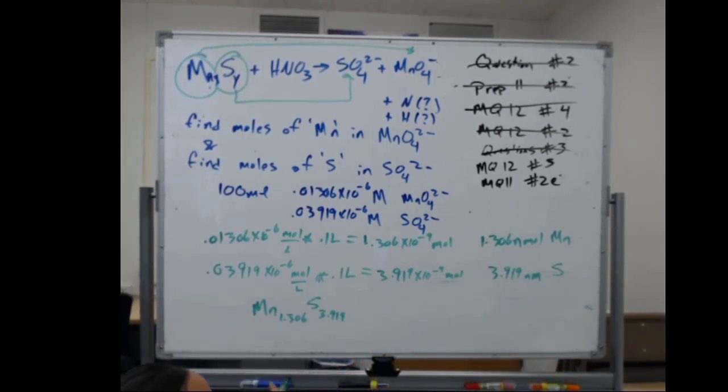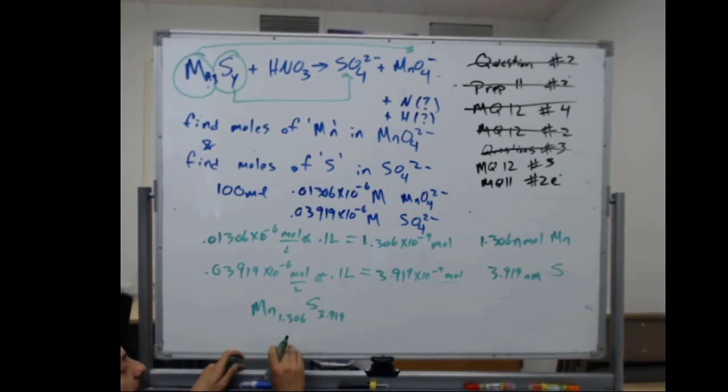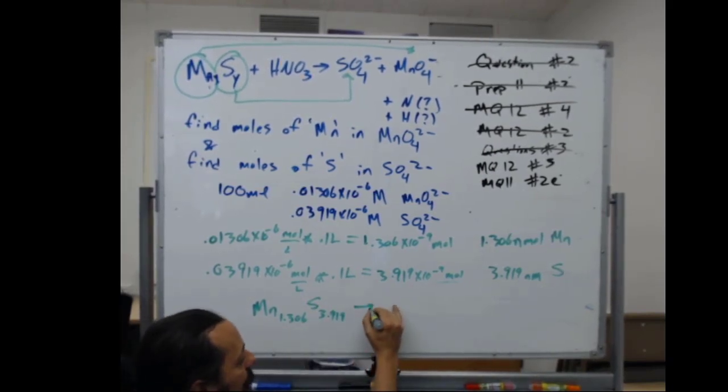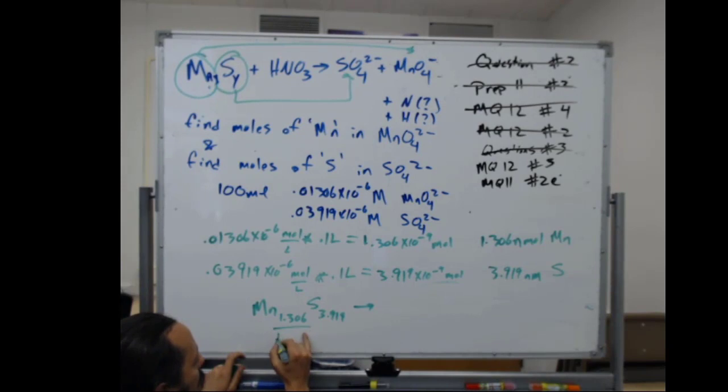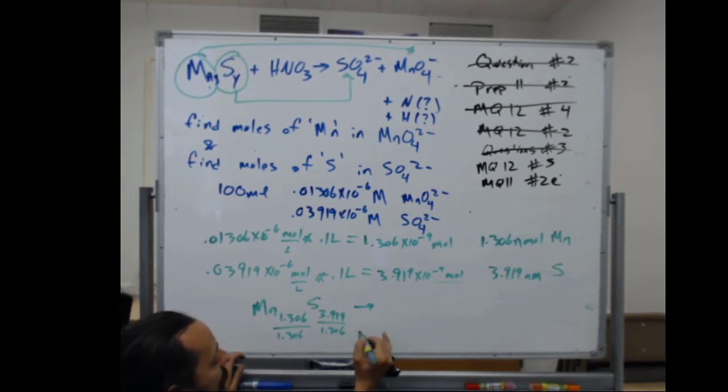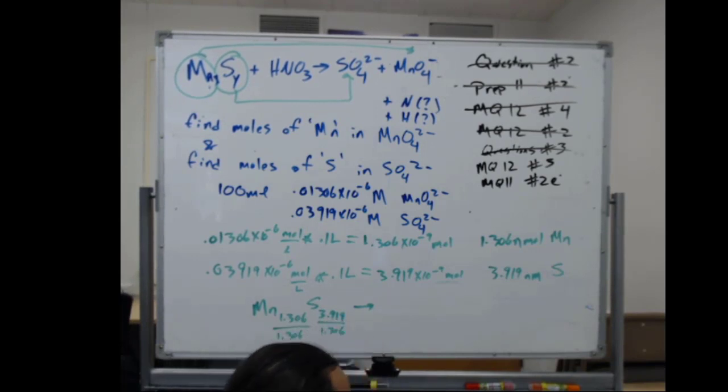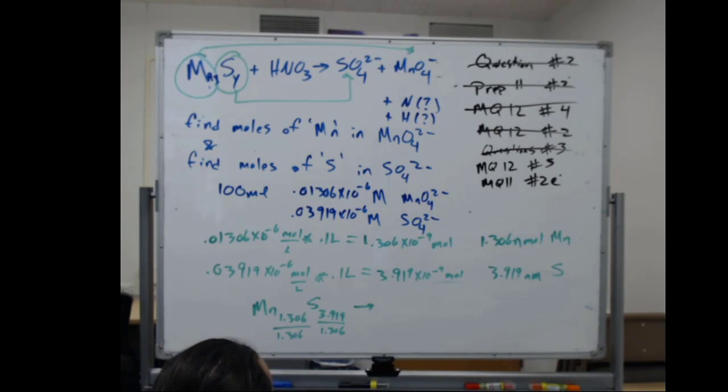But if we set it up this way, we're going to divide by the smallest number. We're going to divide by 1.306, divide by 1.306, the same thing we did with our combustion analysis problem before. Times 3.9.